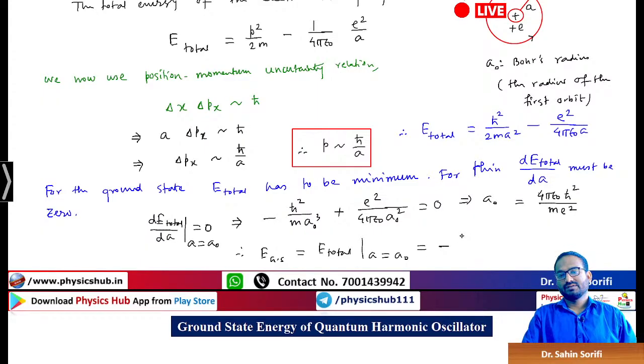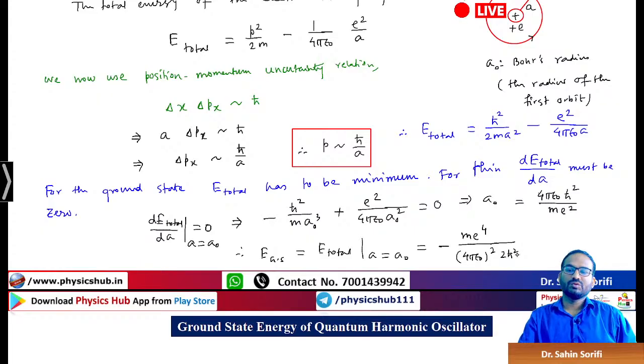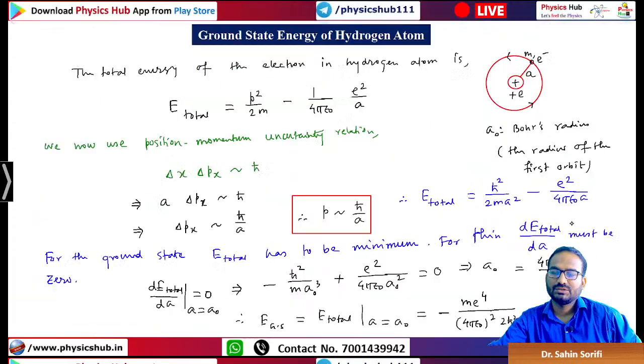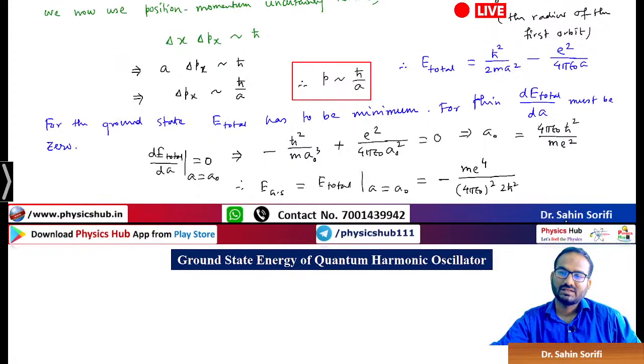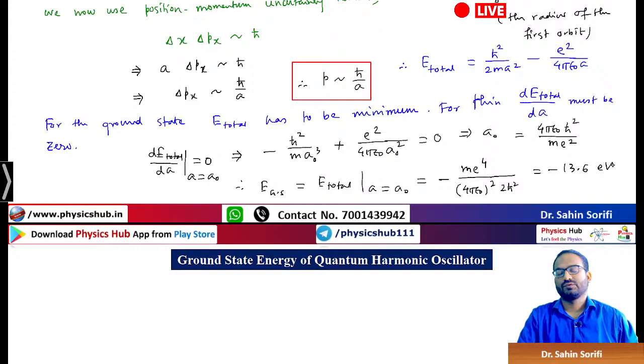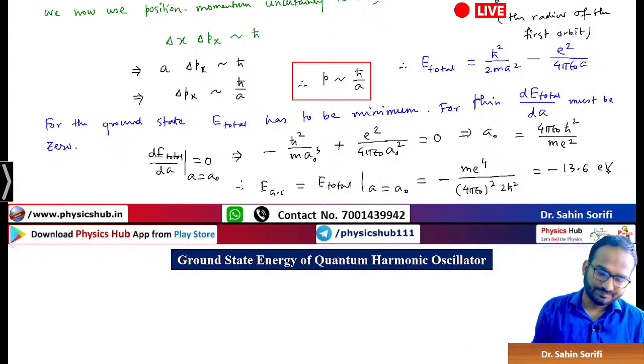You will get minus m e to the power 4 by 4 pi epsilon naught square times 2 h cut square. So if you put all these values, mass of electron, charge of electron, epsilon naught value, h cut value, everything, you will get minus 13.6 electron volt, isn't it?